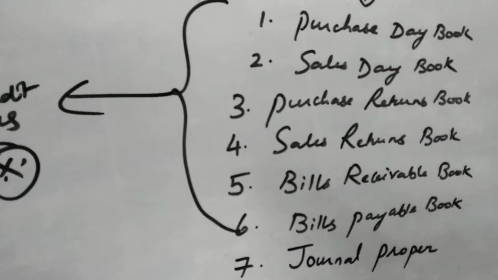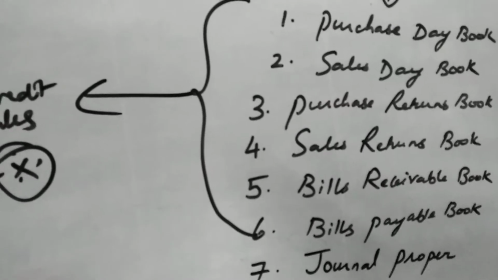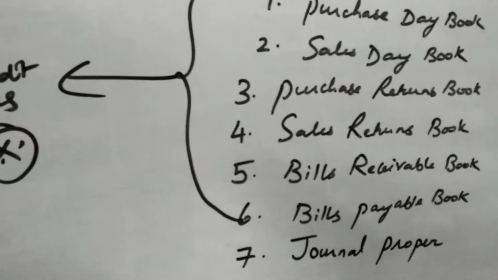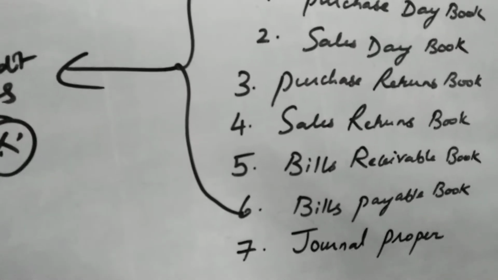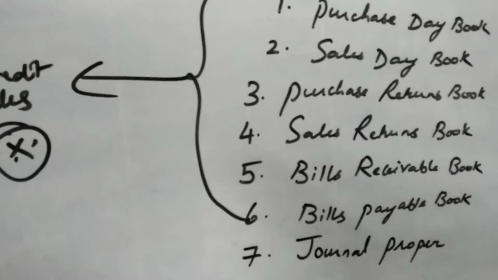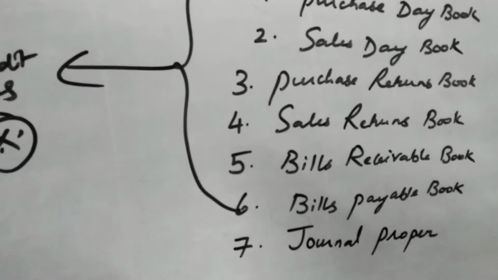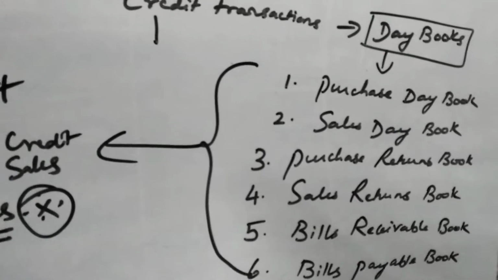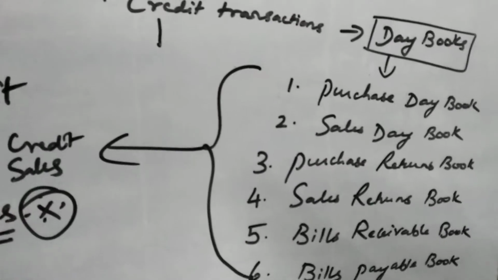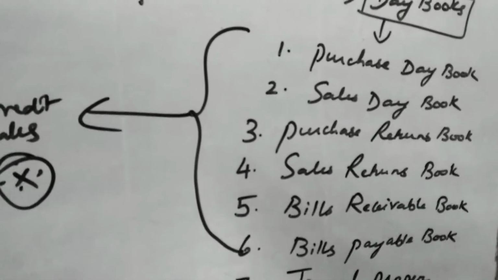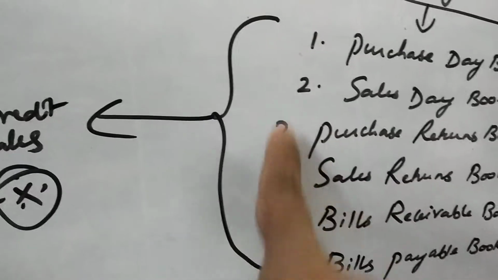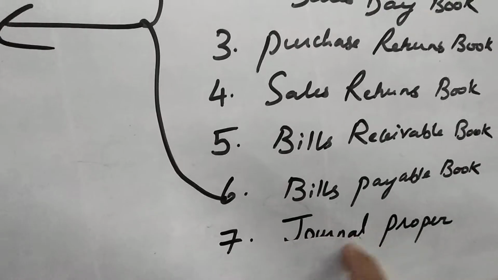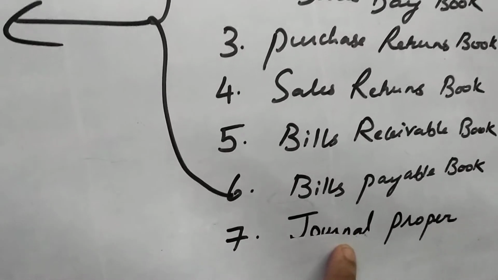In bills receivable, when are we going to get back the amount from our customer? It is bills receivable book. In bills payable book, when are we going to make the payment to our supplier? So all these books are meant for credit transactions. If any transaction does not fit into these 6, it will be entered or recorded in the last one, journal proper.